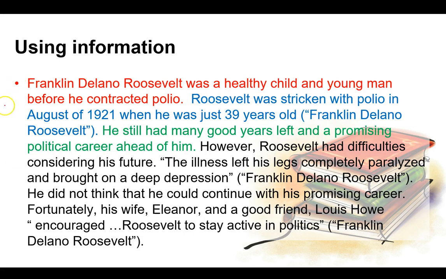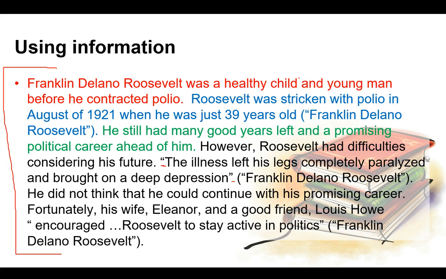Okay, so here I have this information that I was just going through with you in the colored letters. Then what I've done is I've added more information, so this would be my total body paragraph. So what I have then is "however," that's a transition word. Roosevelt had difficulties considering his future. And then I'm quoting directly from my source, and I know that it's quoting directly from it because I'm using quotation marks.